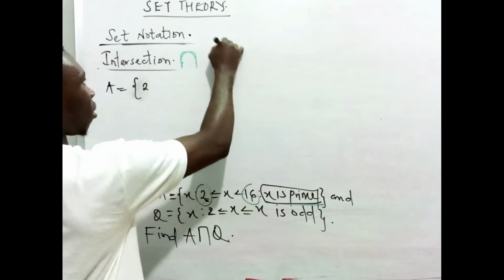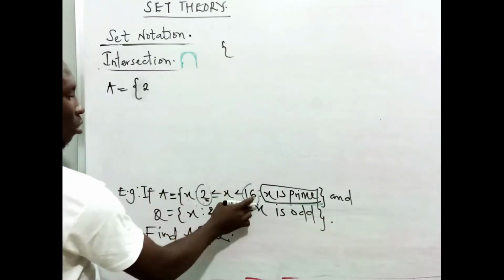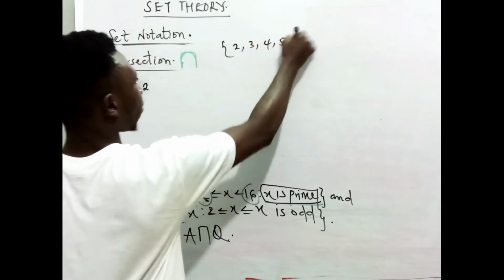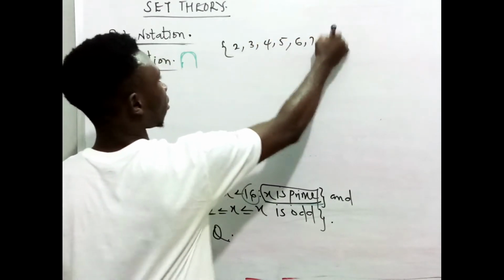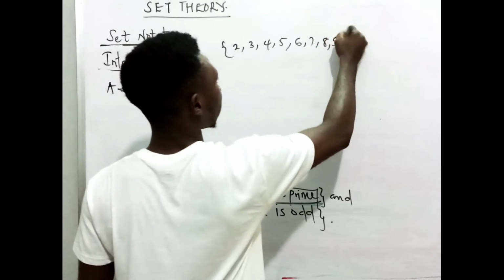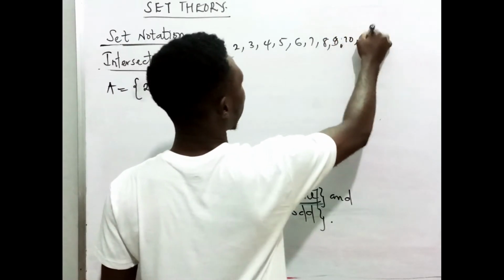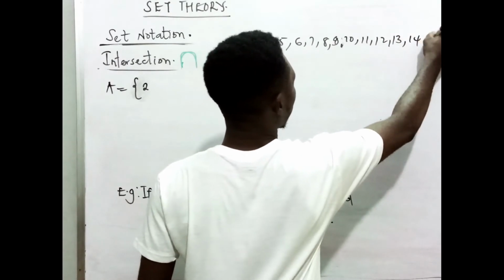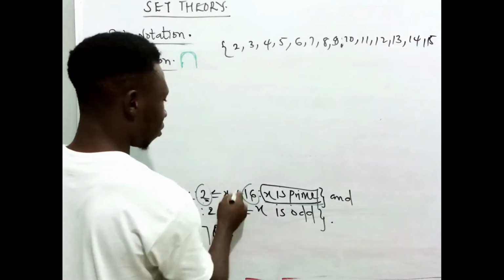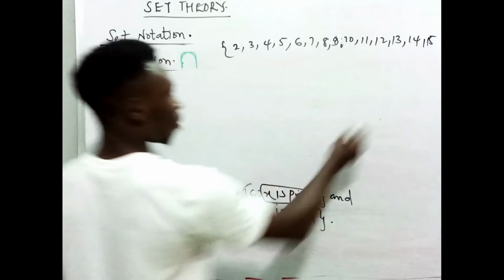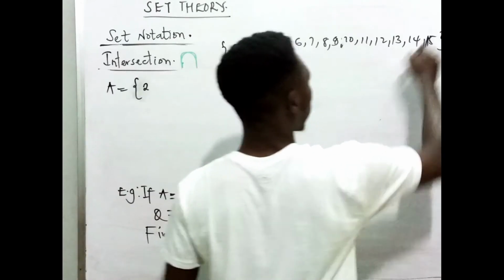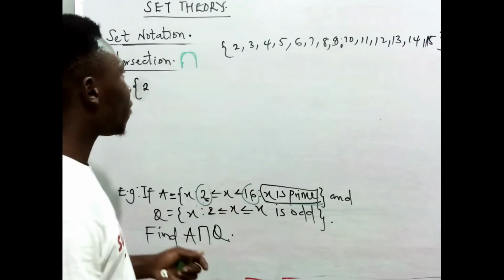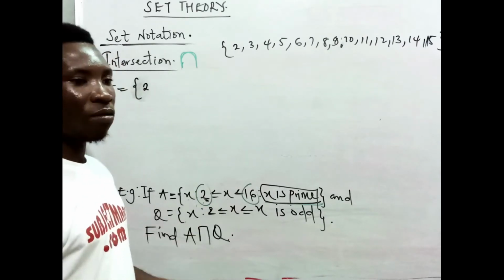Now let's pick every number from 2 to 16, which becomes 2, 3, 4, 5, 6, 7, 8, 9, 10, 11, 12, 13, 14, 15. Now please pay attention. The question says less than 16, so I'm going to stop at the number less than 16, which is 15. And whenever you say prime, prime simply means every number that can divide itself and 1.